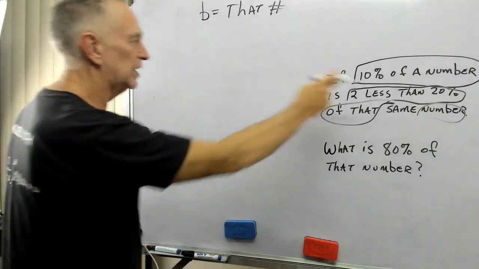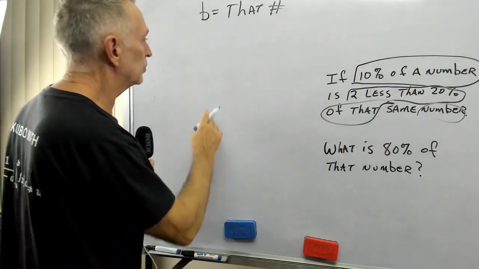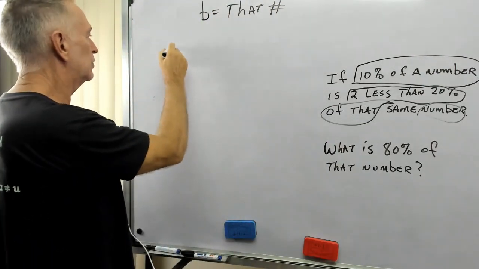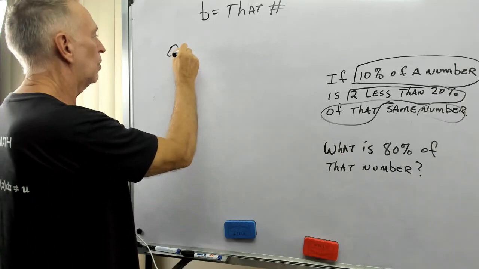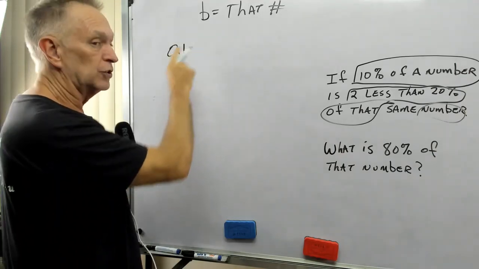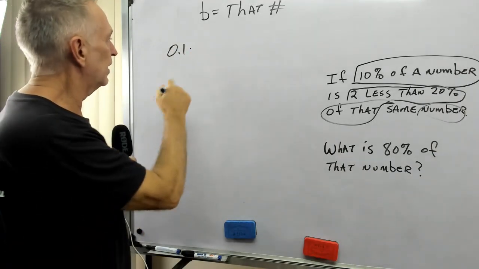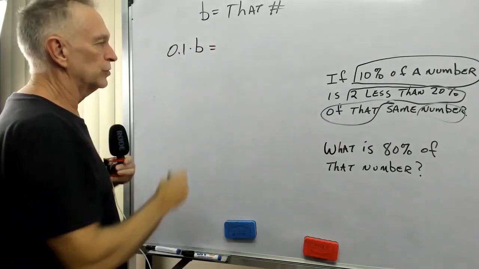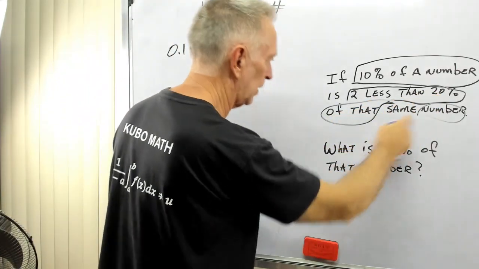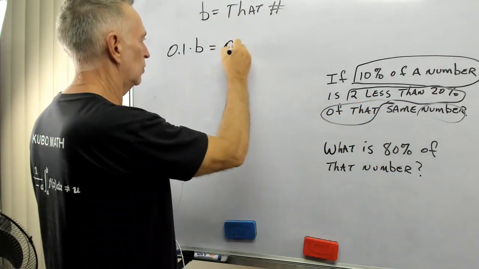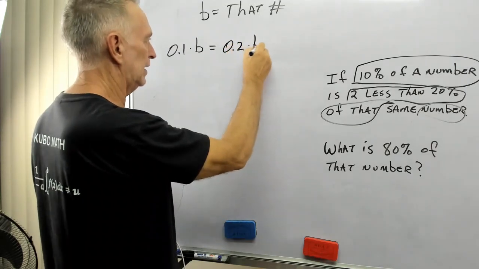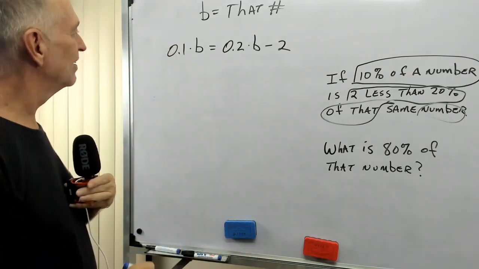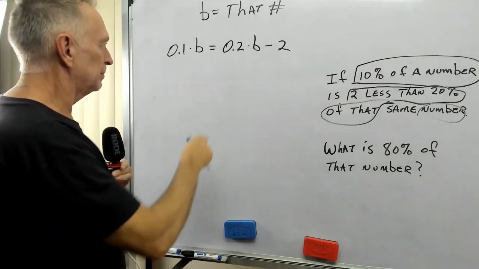All right, so 10% of a number. So it's telling you that I'm multiplying, right? So what is 10%? It's 0.1. 0.1 times, I'll just use a dot for multiplication instead of an X. 0.1, 10% of B equals 2 less than 20% of B. So 20% times B minus 2. Not yet, not yet.